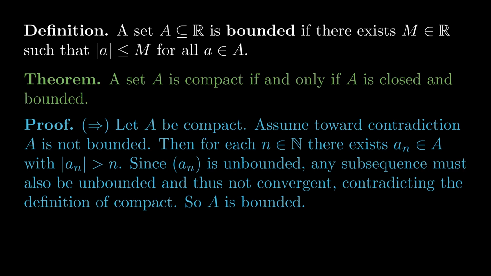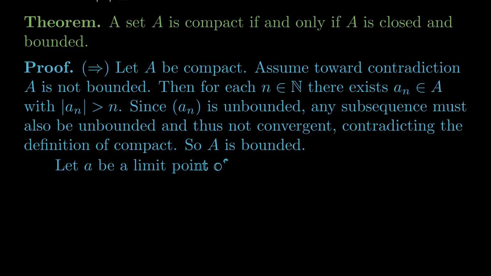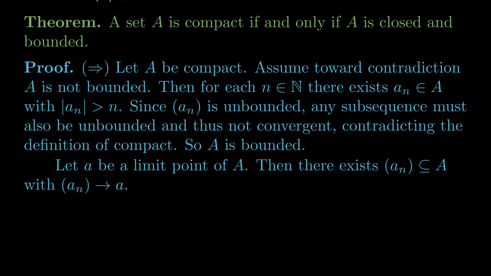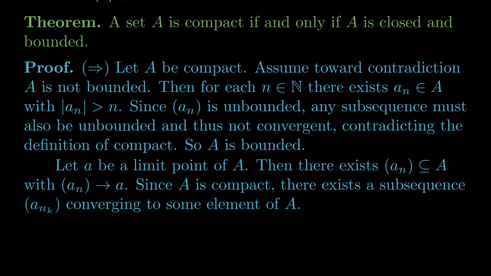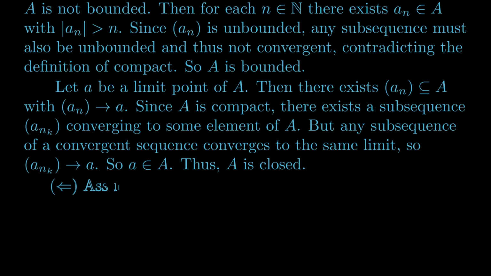Now, to show the other half of the forward direction, that A must be closed, let a be a limit point of A. Then there exists a sequence an that lives in A that converges to a. Since A is compact, there exists a subsequence of this sequence that converges to some element of A. But any subsequence of a convergent sequence has to converge to the same limit, and so it converges to a. So a is in A. Thus, A is closed.